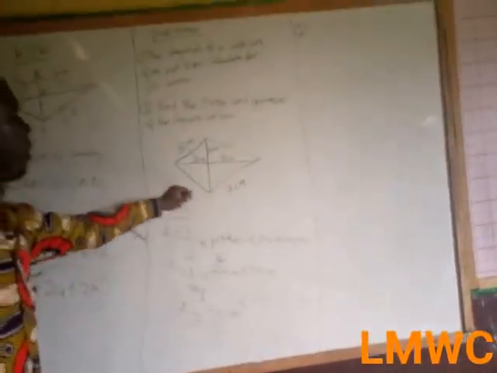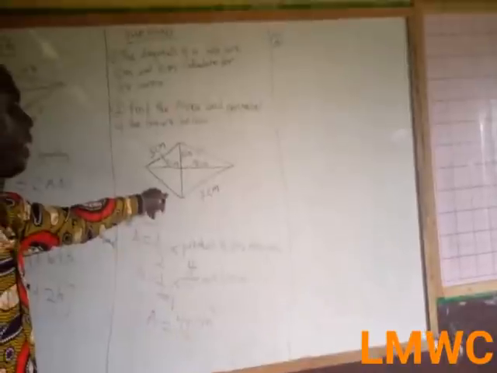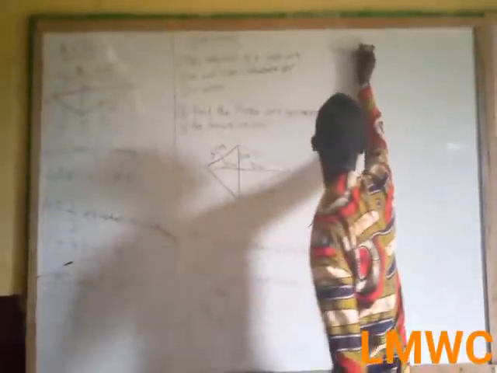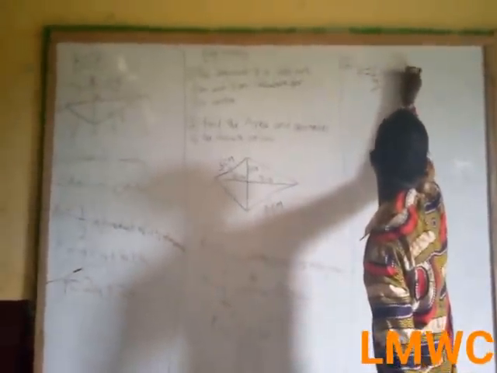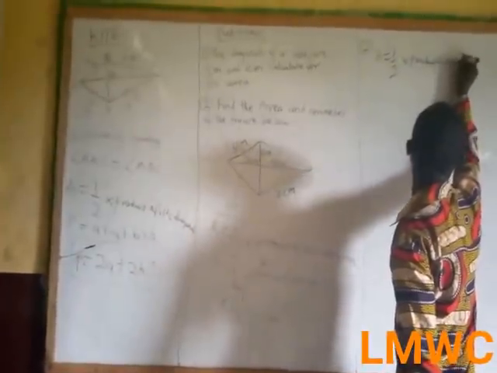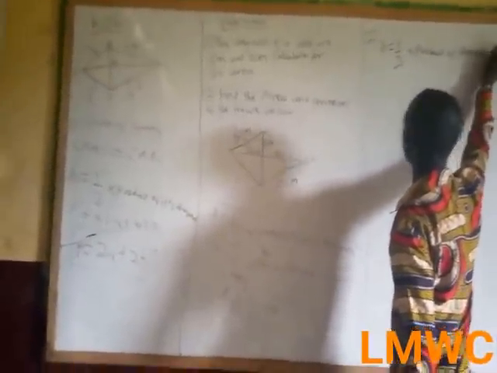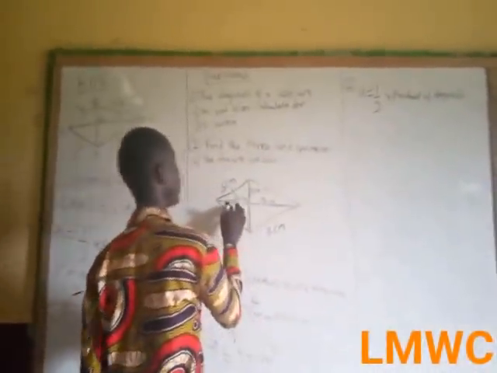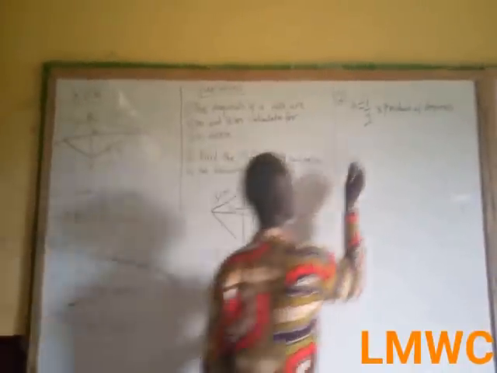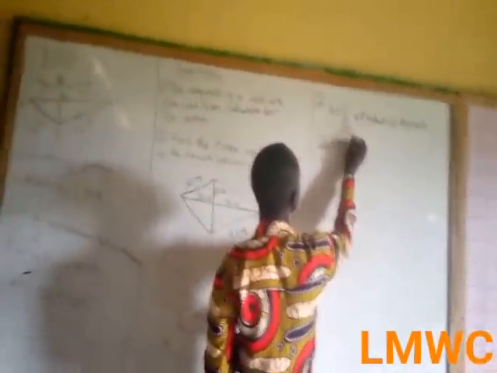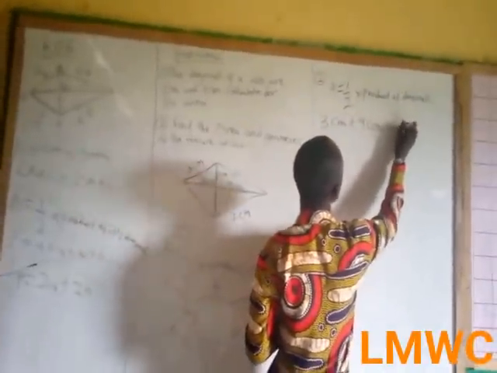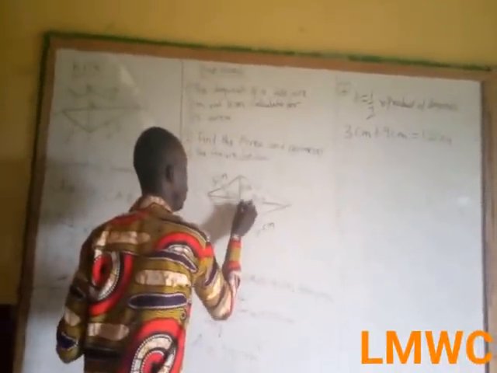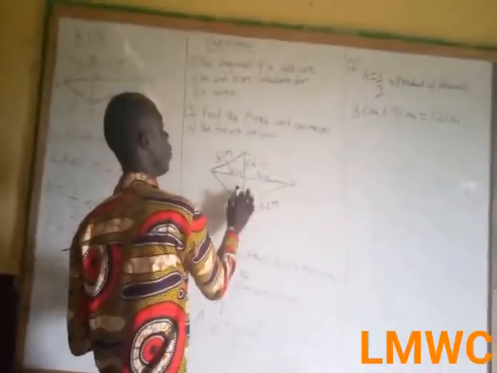Now question 2. They have given you a figure of a kite and they have asked you to calculate the area and perimeter. We know the area is equal to half times the product of diagonals. We have one diagonal and this is another diagonal. To get this diagonal, you add it up. So one diagonal becomes 3 centimeters plus 9 centimeters, which gives us 12 centimeters. And for this diagonal, only this side is 5 centimeters, but we want the whole diagonal. If this portion is 5, this portion too is 5.